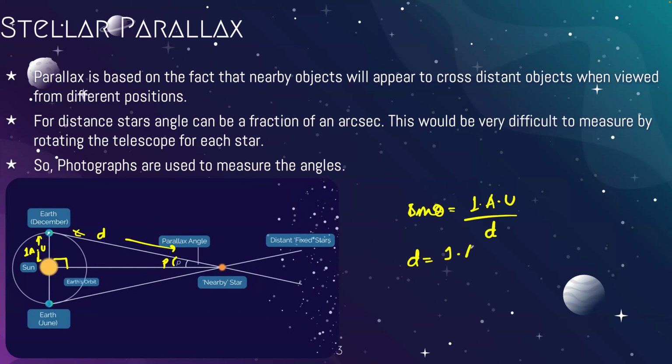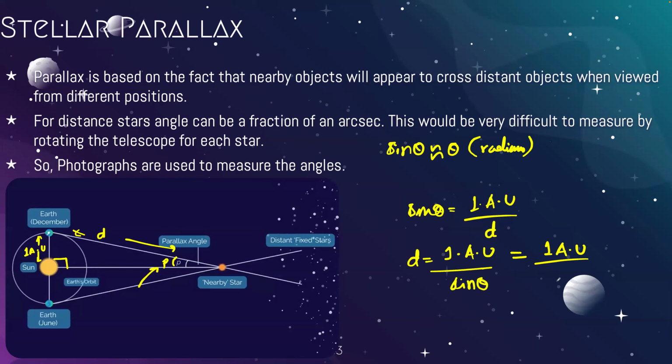So d will be one astronomical unit over sine theta. Since this parallax angle theta is very small, and we know that when theta is in radians and very small, we can replace sine theta with theta. So one astronomical unit divided by theta in radians. Sorry, theta is not in radians actually. Theta will be substituted in a unit called arc sec. The numerator is obviously one astronomical unit.